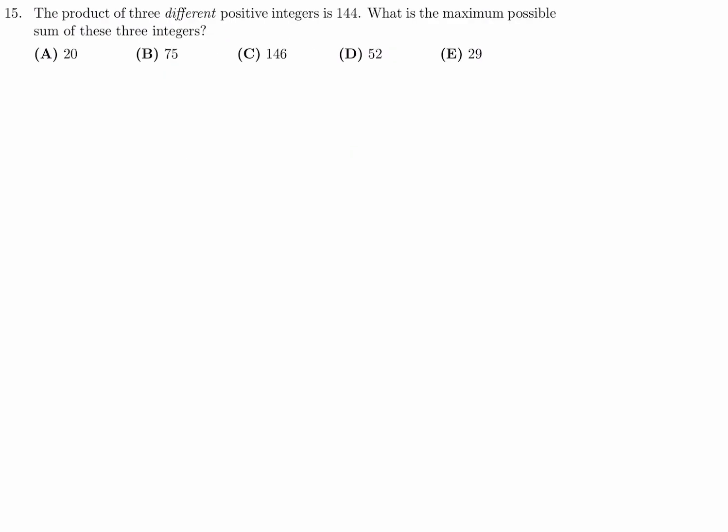The product of 3 different positive integers is 144. What is the maximum possible sum of these 3 integers? So A times B times C is equal to 144. And we want the maximum possible value of A plus B plus C.